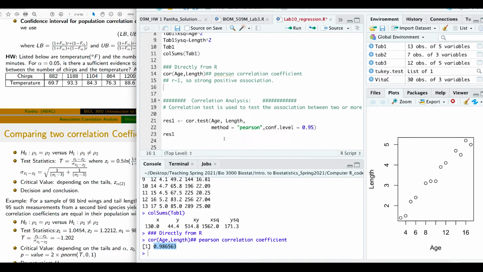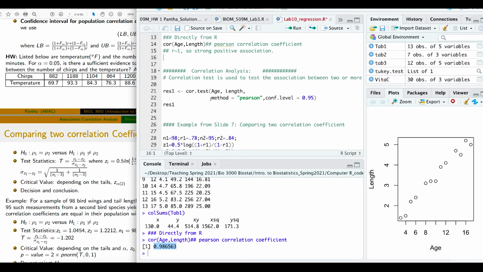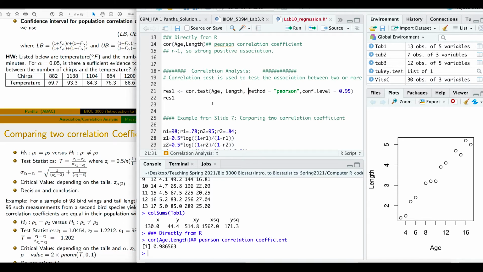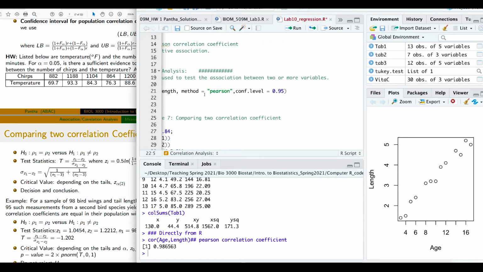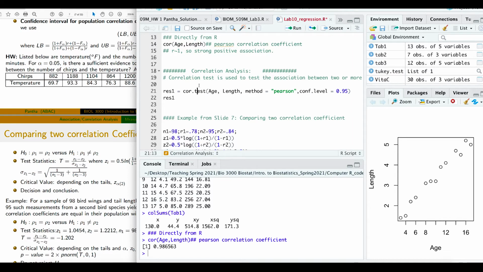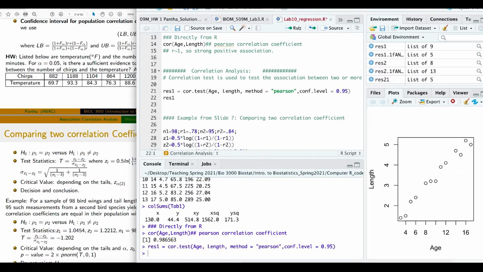If you want to do that for this problem, I'm just naming it result 1, which equals the hypothesis testing. The direct hypothesis testing function is cor.test, that is the correlation test. Age is one variable and length is the other variable: age comma length, method equals Pearson. That's what we are using here. And confidence level is 0.95. Let me run this and then run the result.